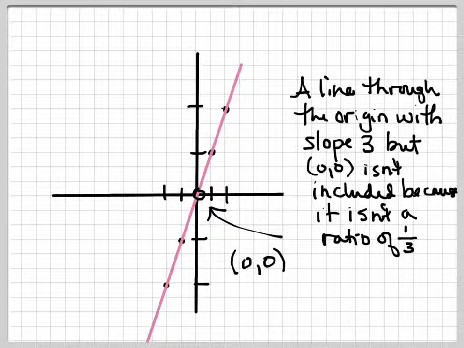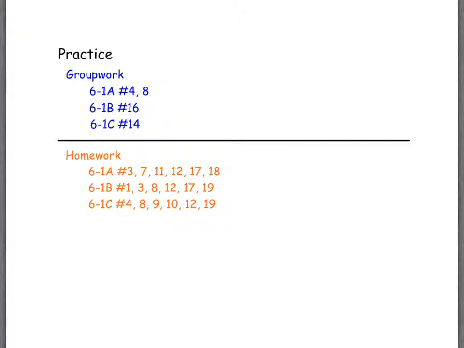All right, any questions on that one? No? All right, so this was the group work and homework for that, and we'll get to this before we end class today.